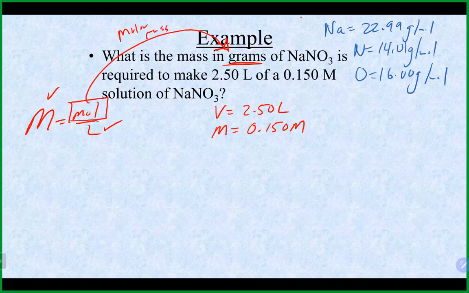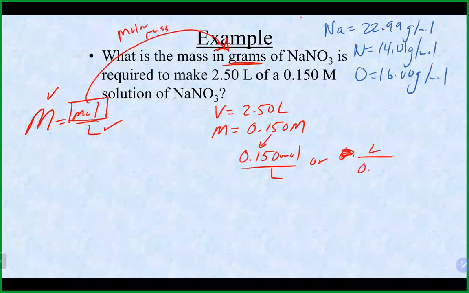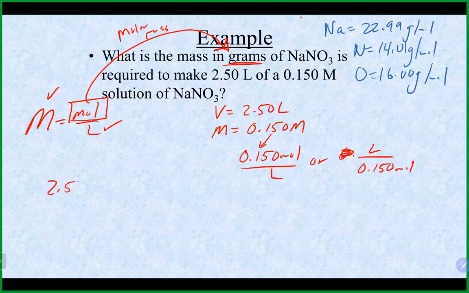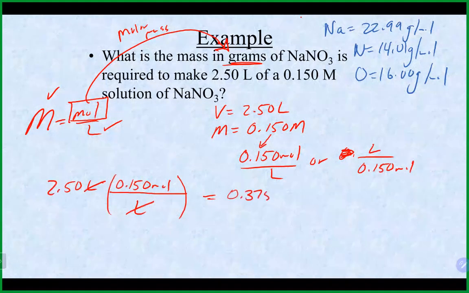We could take a more dimensional analysis approach. Again, this does mean 0.150 moles per liter, so you can see the units. Or if you needed it the other way around, you could have liters up on top and 0.15 moles on the bottom. So I'm going to take my volume, 2.50 liters. Again, doing it this way, we see all the units. And we get rid of the big M so we don't forget about the liters, so we can see how they cancel each other out. We're going to multiply that. We get 2.5 times 0.150 is 0.375 moles of sodium nitrate is needed.